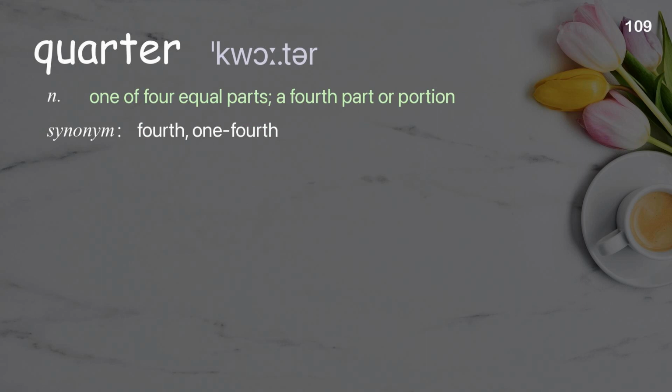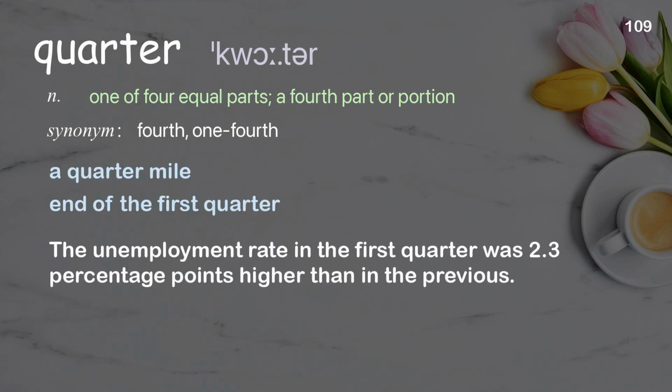Quarter. One of four equal parts, a fourth part or portion. Examples: a quarter mile. End of the first quarter. The unemployment rate in the first quarter was 2.3 percentage points higher than in the previous.